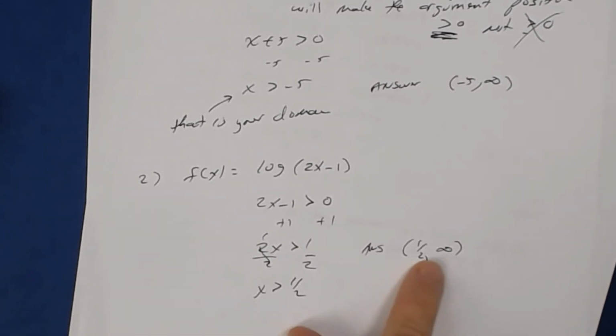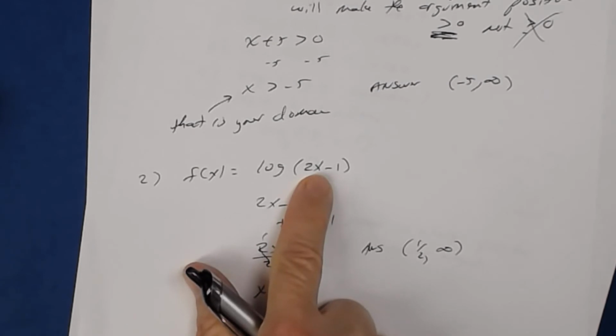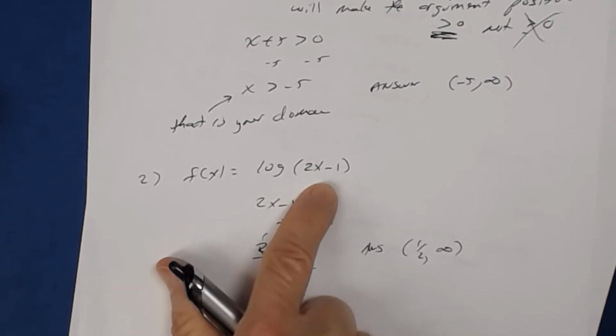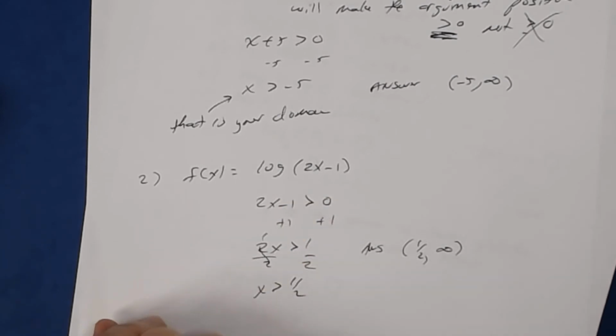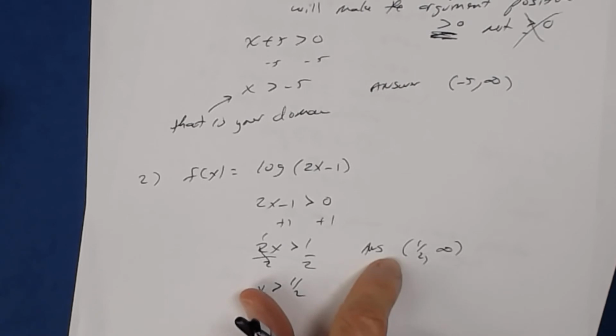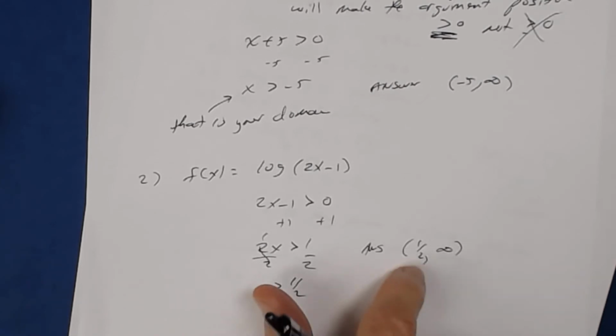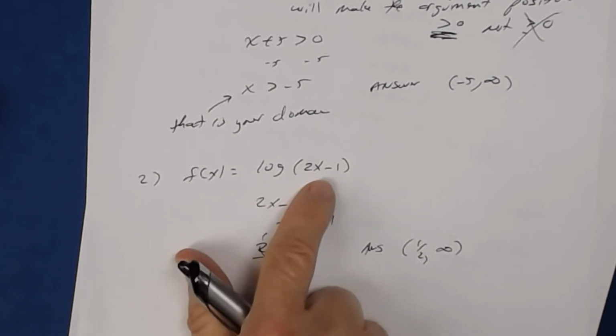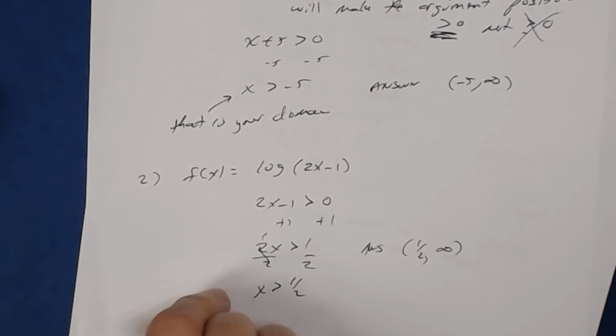For example, if you look at a value in here, let's say x is 2. What's 2 times 2? 4. 4 minus 1, 3. Can I take the log of 3? Sure you can. 0's not in here. Why is 0 not in your domain? What's 2 times 0? 0. What's 0 minus 1? Negative 1. You cannot take the log of a negative 1.